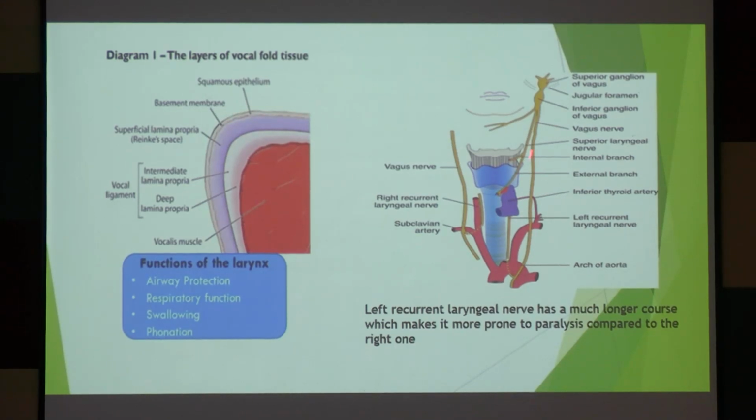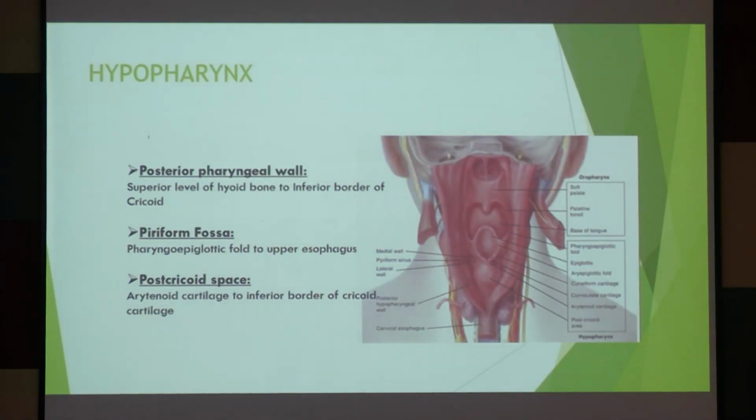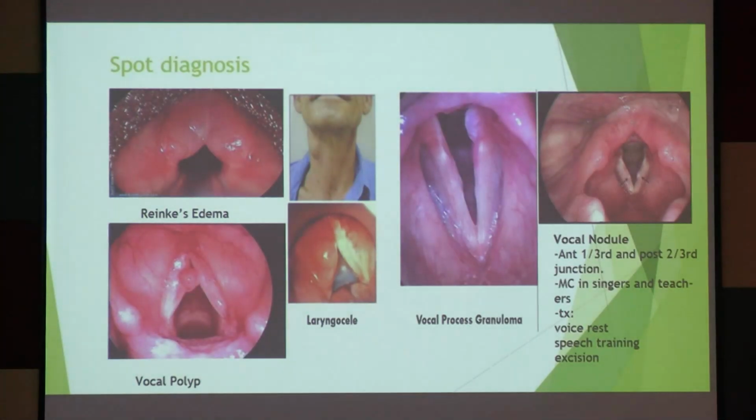On the left side it is the brachiocephalic trunk, on the right side it is the subclavian artery. So the left recurrent laryngeal nerve is more lengthy, okay, because it arches back from the arch. So in thyroid surgery, this left-sided recurrent laryngeal nerve gets more injured, okay, because of its course. The hypopharynx is subdivided into three parts: posterior pharyngeal wall, pyriform fossa, post-cricoid space, okay. Exact anatomy, you read it out.